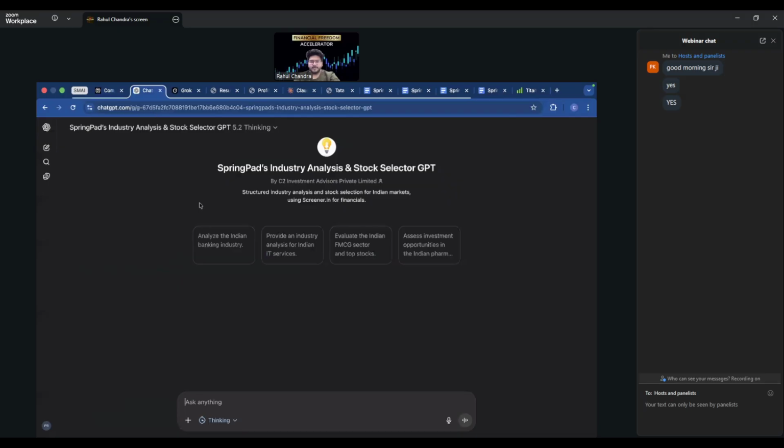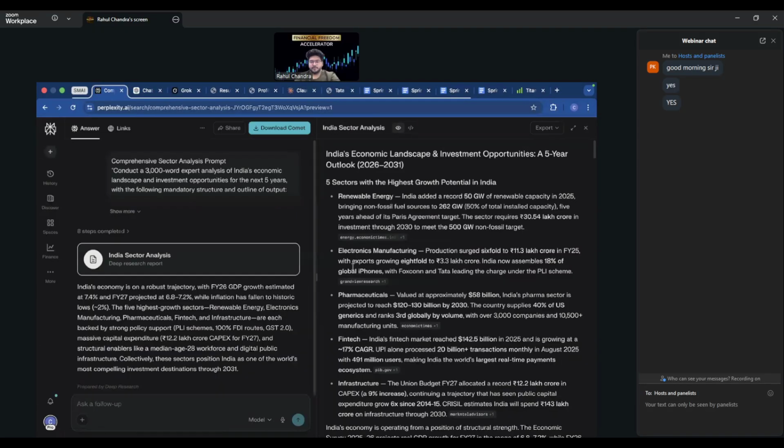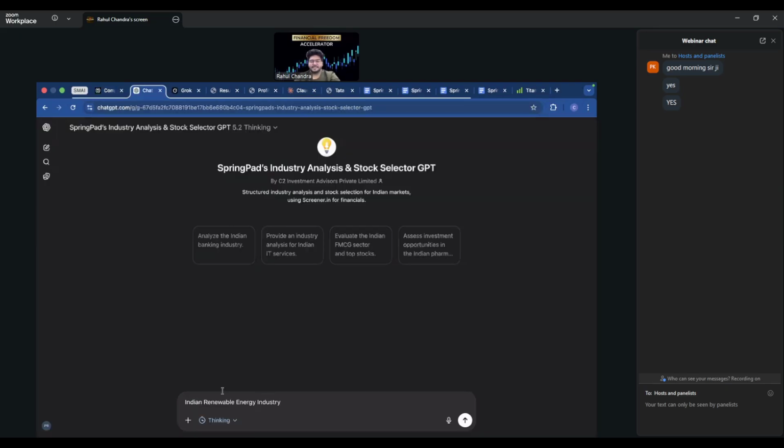So, let's take the renewable energy industry. I can put in Indian renewable energy industry. Just type in the industry name and it will give you the output. If you want to do electronics manufacturing next, just type in electronics manufacturing. If you want to do pharmaceuticals, type in pharmaceuticals. If you want to do fintech, type in fintech. If you want to do infrastructure, type in infrastructure. Just type in the industry name and it will do it for you.